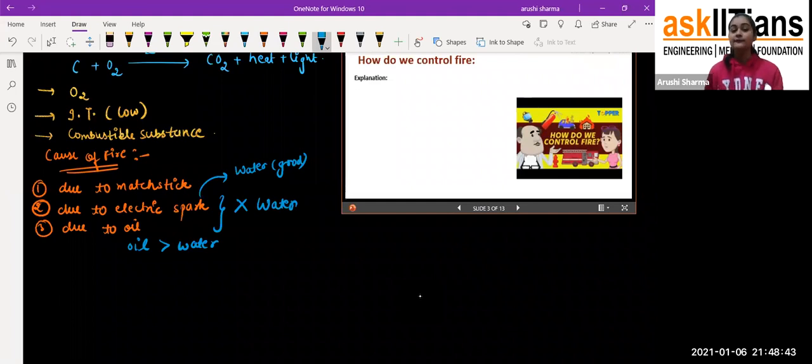Student, first of all, look at the conditions which we require for combustion. Ignition temperature: is it under your control to slow down or increase the ignition temperature of any compound or substance? No, we can't do that, because ignition temperature is their property, we can't change it. So it is not going to be helpful.